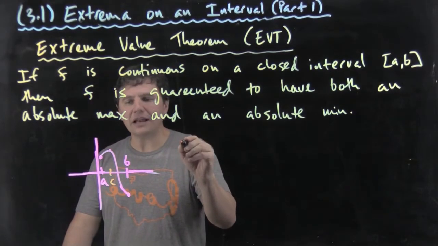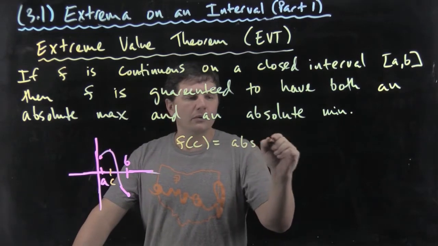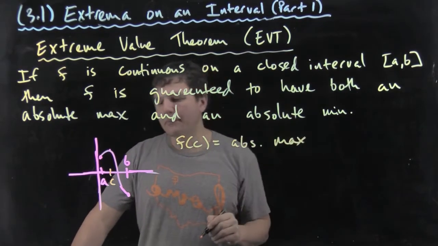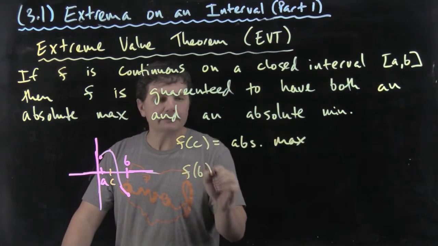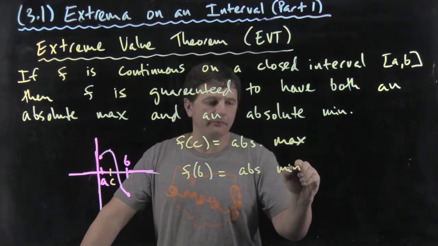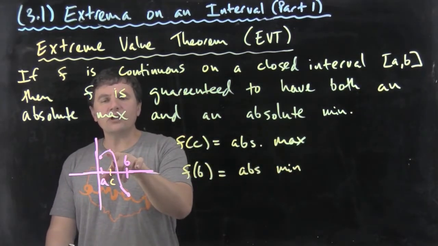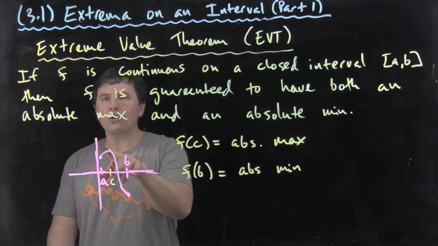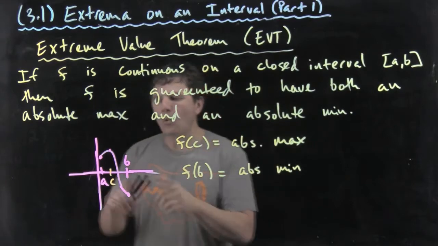So we would say that f of c is the absolute max, okay? And in this case, f of b is what we would call the absolute minimum, okay? So just so we're clear, we are either going to have, and these are what are called critical points, on the interior, these critical points, and I'll talk about that here in a moment, or the endpoints.